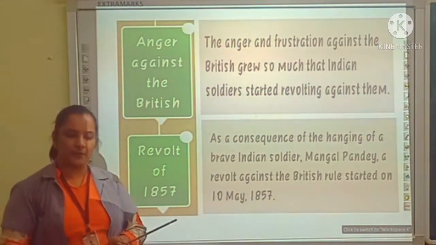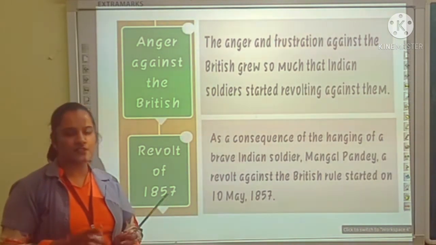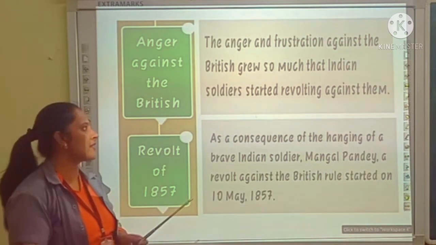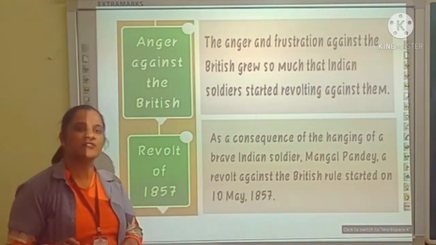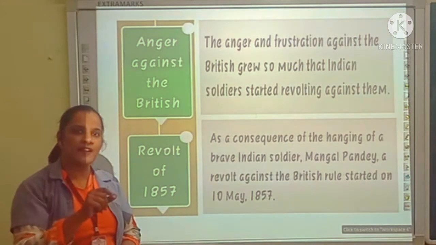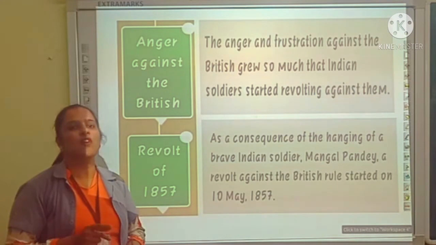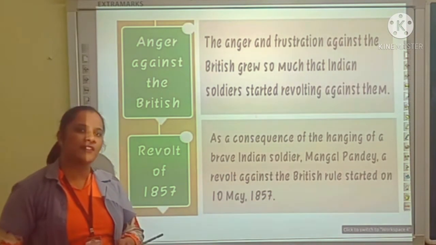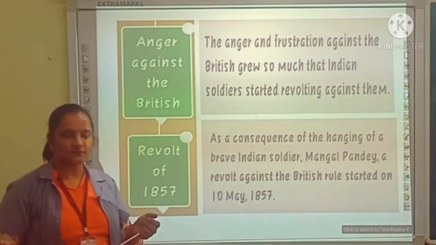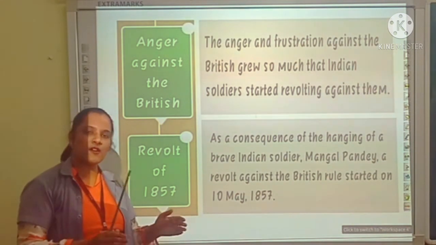So what happened actually? There was a rumor. The rumor was that the new rifle they were using, for which they had to bite off the end of the cartridge, had a cartridge greased with the fat of cow and pigs. This was a rumor.